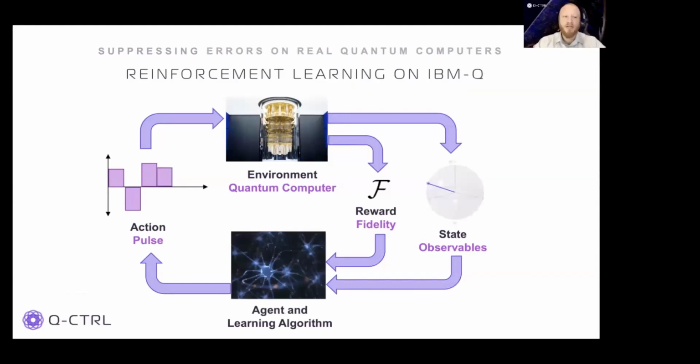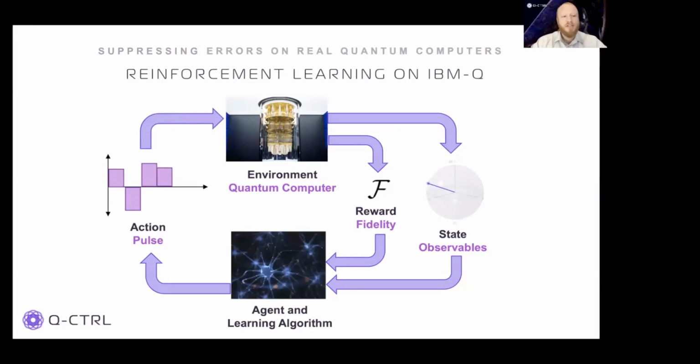I'll create a bridge between the terminology used in quantum physics and reinforcement learning. The quantum computer is referred to as an environment for the learning agent. The agent is tasked with achieving a goal, performing a high-fidelity X90 gate. An agent is able to make a variety of actions on the environment, in our case, applying pulses to the quantum computer.